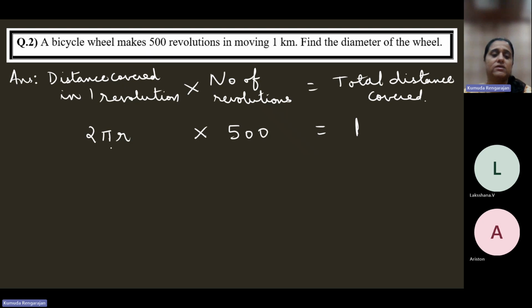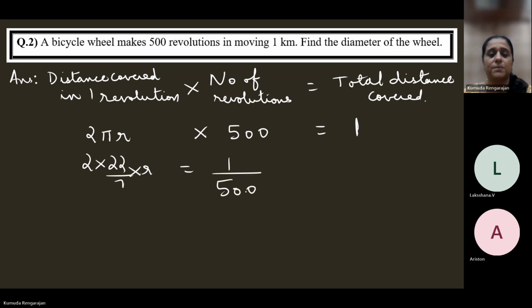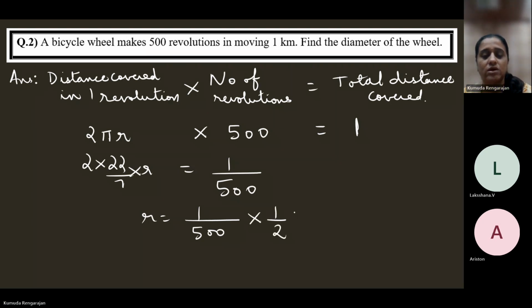So you can take this one here. Next, 2 into 22 by 7 into R is equal to, you can take the 500 to the other side. You'll have to transpose. To find the value of R, you have to take all the numbers to the other side. So it will be is equal to 1 divided by 500. Then R is equal to 1 by 500 into 2 by 1 will become 1 by 2. 22 by 7 will become 7 by 22.